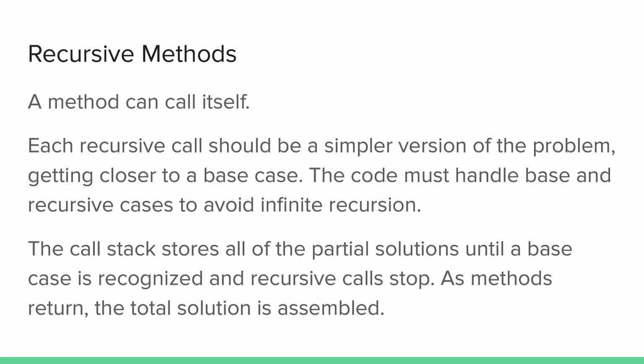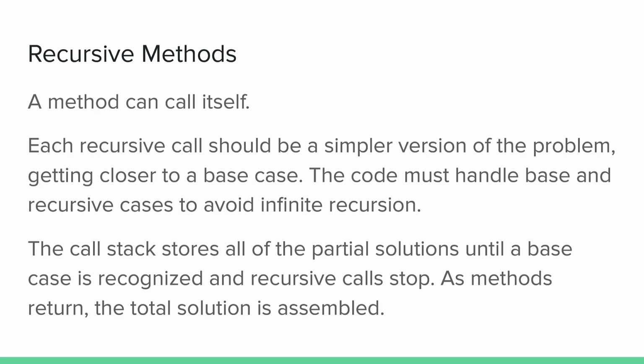The way we make use of recursive definitions in programming is by writing recursive algorithms into a method, because a method can call itself recursively. Each recursive call should pass in as an argument to the method a simplified version of the problem, deconstructed using the recursive definition for the problem at hand. So each recursive call should be a simpler version of the problem, getting us closer to a base case.